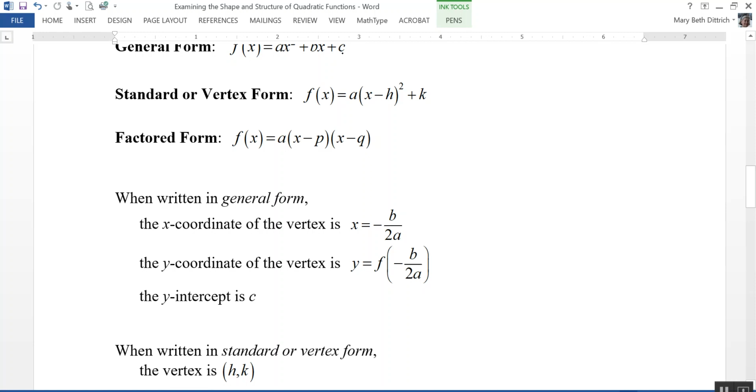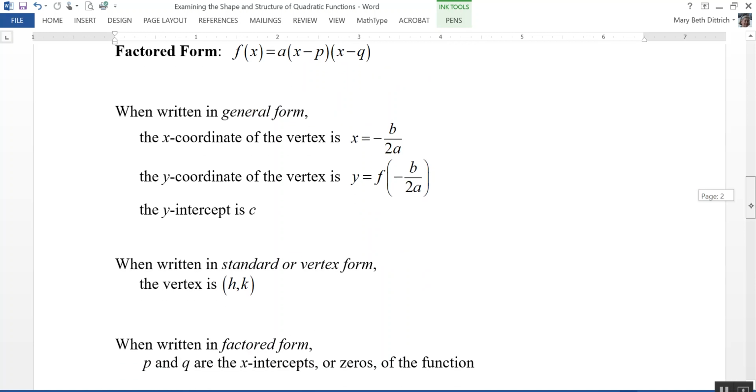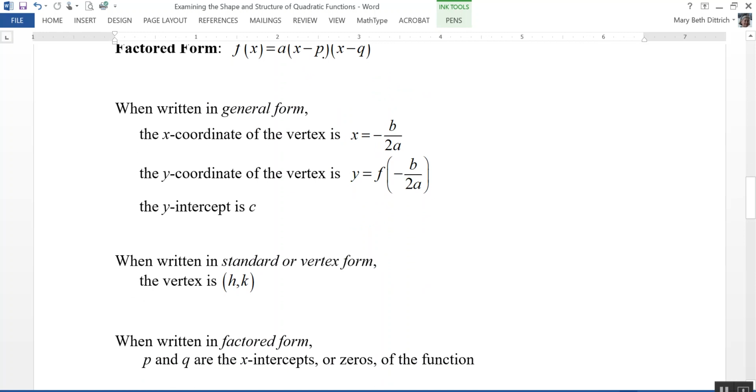When the quadratic function is written in standard or vertex form, the vertex is the point h, k, where h is whatever number is being subtracted from x, and k is whatever number is being added on at the end. And when it's written in factored form, p and q, the values that are being subtracted from x, are the x-intercepts, or the zeros, of the function.